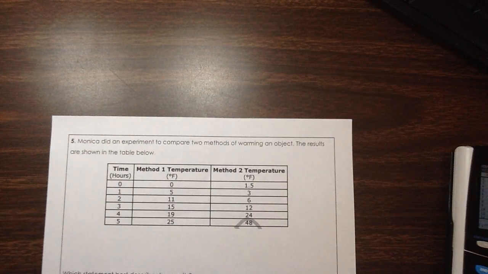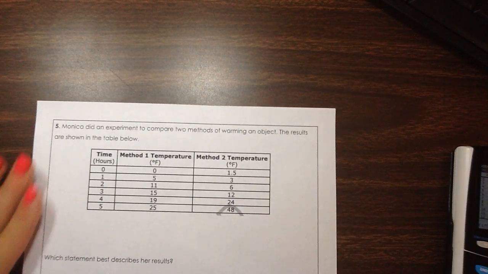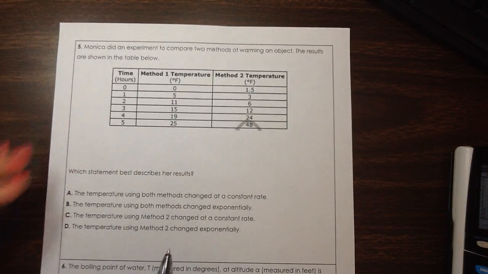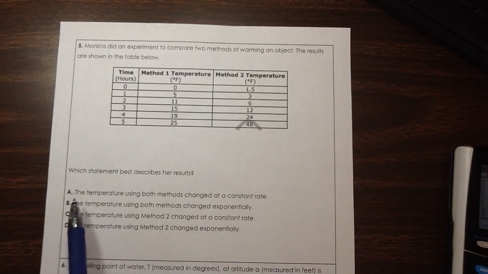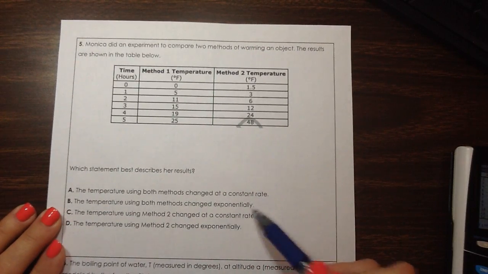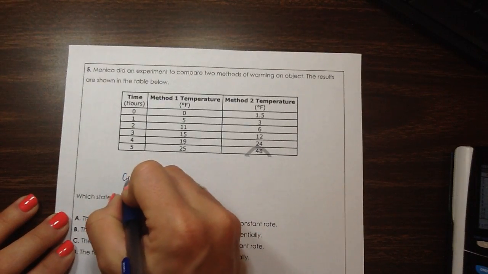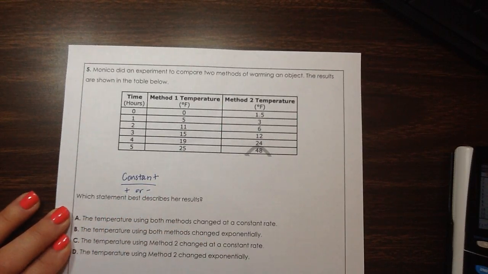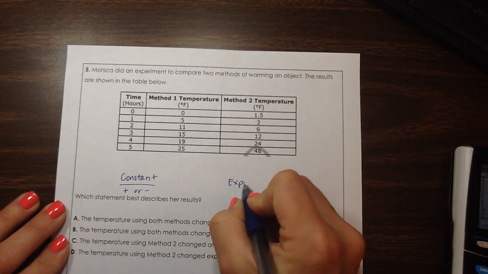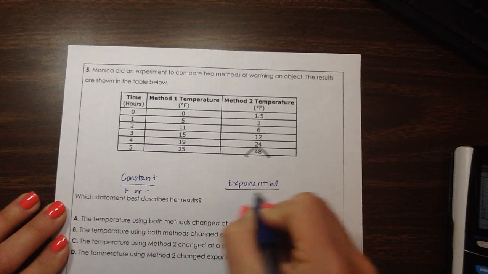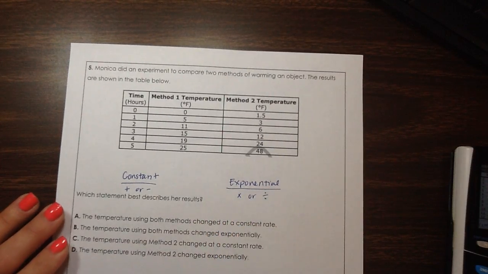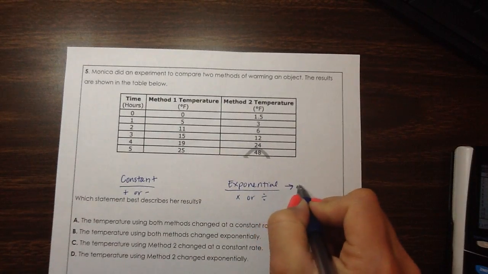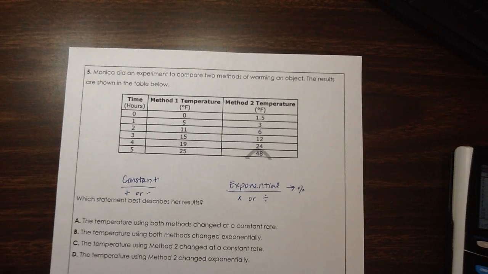All right. Monica did an experiment to compare two methods of warming an object. The results are shown in the table below. Which statement best describes her results? So we're looking at our answer choices to kind of figure out maybe what exactly is the question asking us. It's asking us to look if it's changing constant or exponentially. And remember, constant is when you are adding or subtracting the same amount each time. Exponential is when you are multiplying or dividing by the same amount each time, which is most of the time where we are finding those percentages of increase or decrease.